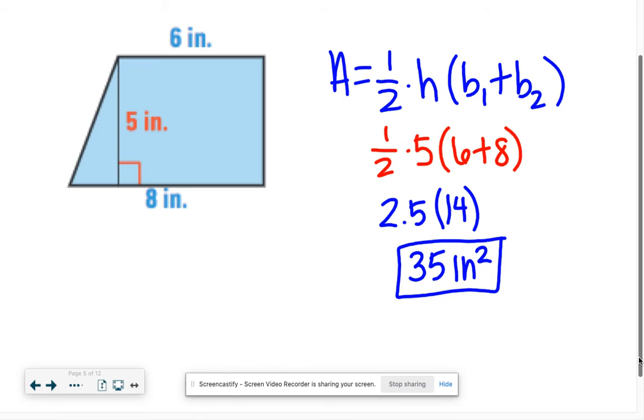If you want to type the whole thing in your calculator, you could. So you could practice typing this whole thing in your calculator. The only thing is your calculator is only as smart as you type it in. So if you type it in wrong, it's going to give you the wrong answer. If you wanted to type this into your calculator, I'd write it like this. 0.5 is the same as a half, times 5 times 6 plus 8. If you type that into your calculator, you should get 35. You want to try that right now? Did it work? So either way, you'll get the right answer as long as you type it in right.